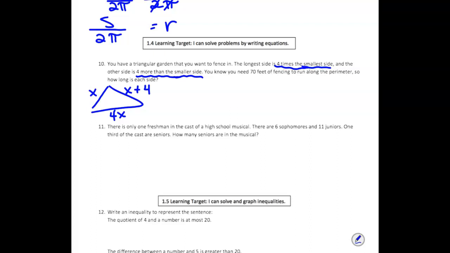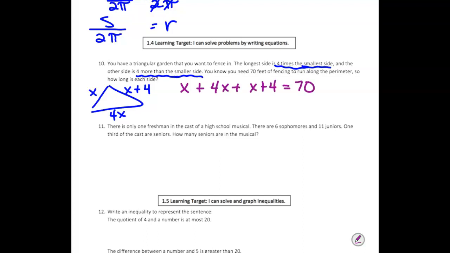So if we add up all of our sides, the first side, the second side, and the third side, have to add up to 70. Combining like terms, we end up with 6x plus 4 equals 70, and then we can solve, subtracting our 4 and dividing. So our smallest side would be 11. That means our next side here would be 44, and our third side would be 11 plus 4, or 15.